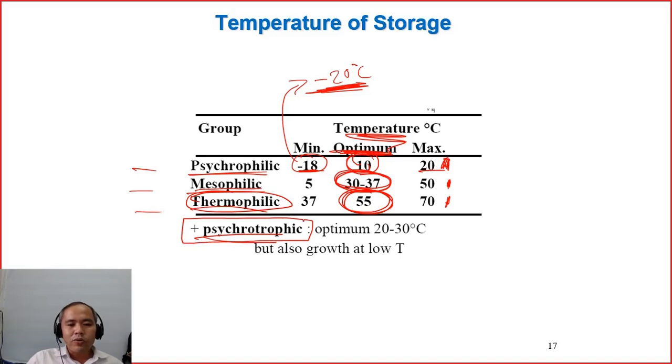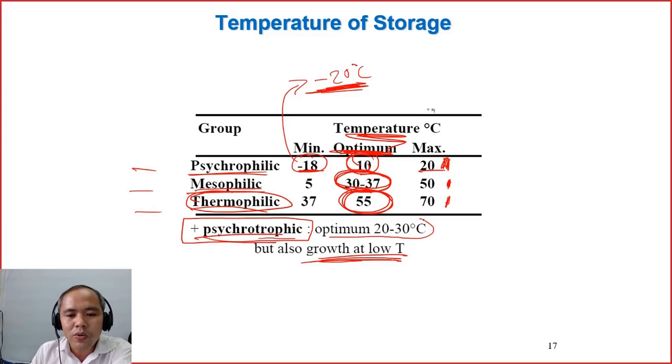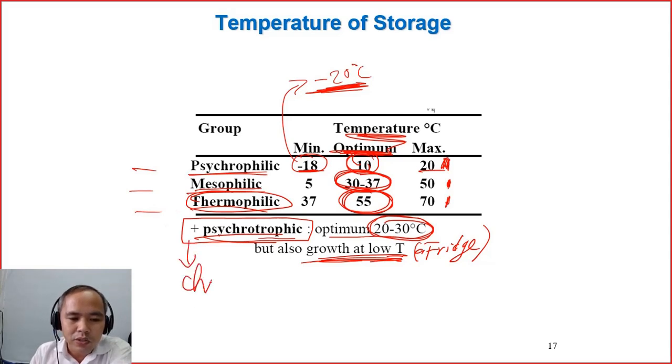This is called psychrotrophic microorganism. Psychrotrophic means that this one actually doesn't love to live at low temperature, but it can grow quite fast at low temperature. Even though the optimal range of temperature for growth is average. They love to live at average temperature, but they still can grow quite fast at low temperature. It means that they can grow when we put our food in a fridge. And this group is called psychrotrophic, and in Vietnamese this is called chịu lạnh.